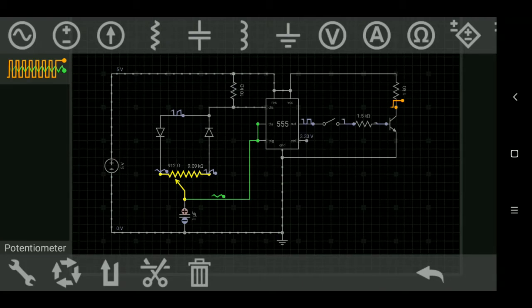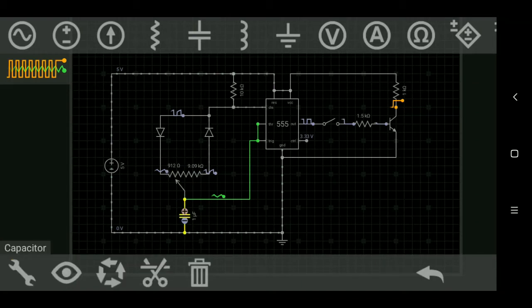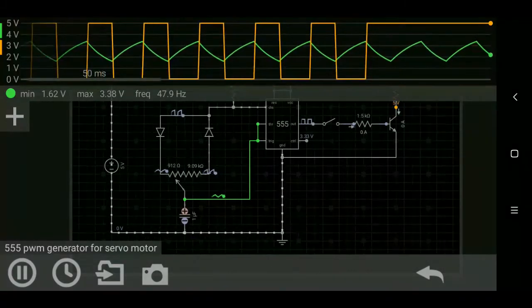And now we are going to run the simulation. This 1 microfarad capacitor and 10k resistor determine the frequency, which is 50 Hertz. That is what we require for controlling the servo motor. And why I have used this transistor, I will explain later. So I will run the simulation for now.